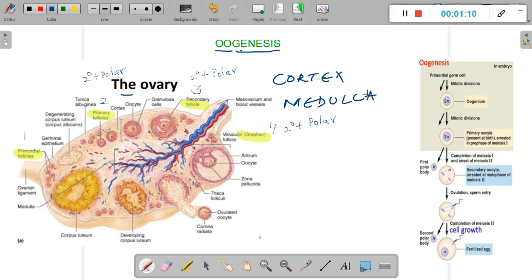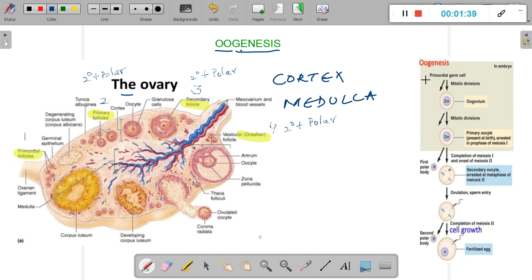Now, the cortex is the region where all the processes that are related to oogenesis take place. So the processes that are related to the formation of the egg or the female gamete take place here in the cortex, and the medulla is the region which supplies the ovary with nutrients via blood, and also takes away the waste materials out of the ovary that are generated as a result of metabolic activities. And let us start. Where does this process of oogenesis take place?